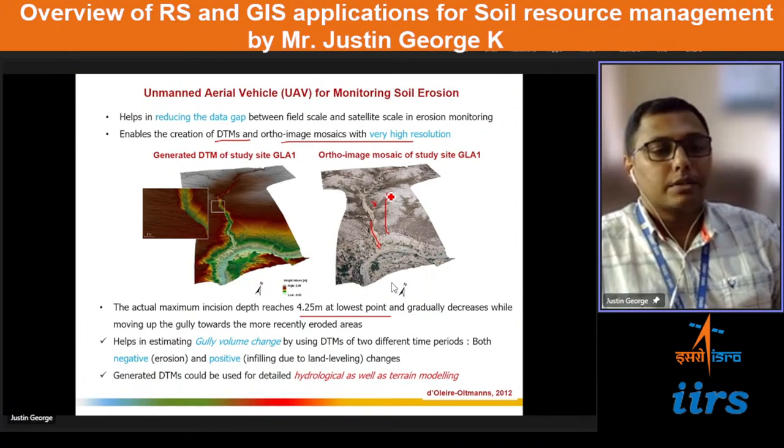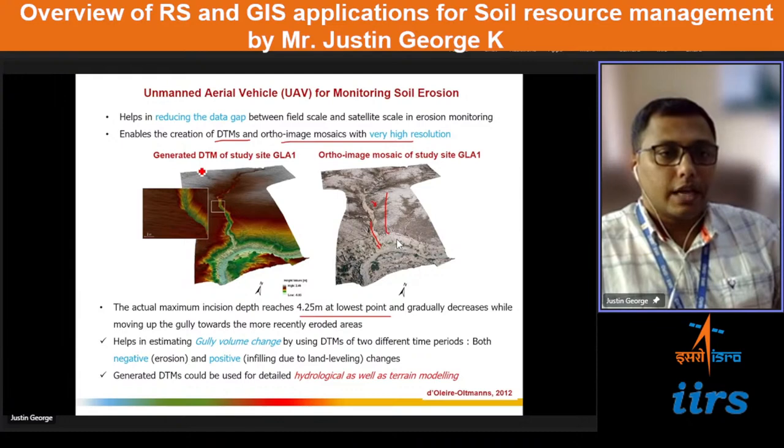Similarly, it can also help us in estimating the gully volume change. How? We can generate a DEM of this particular area before the rainy season, and after 1 year or immediately after the rainy season, you can generate the same DEM of the same area at the same flying height. So you will get 2 DEMs of the same area at 2 different time periods.